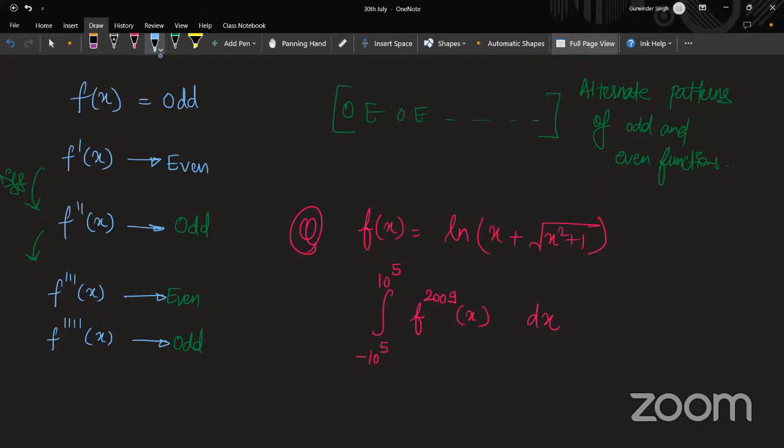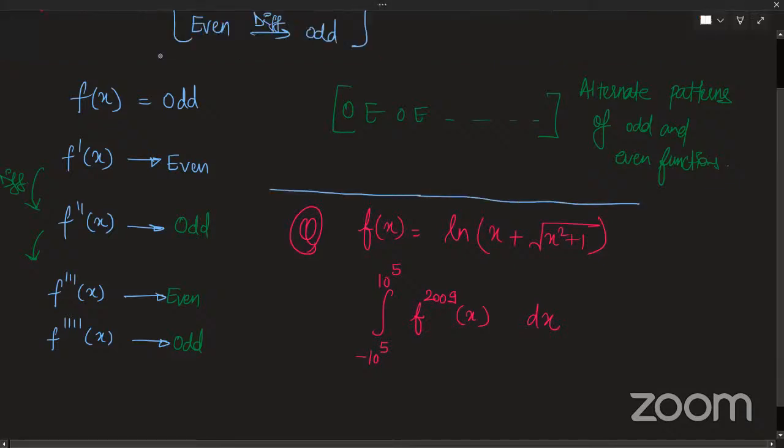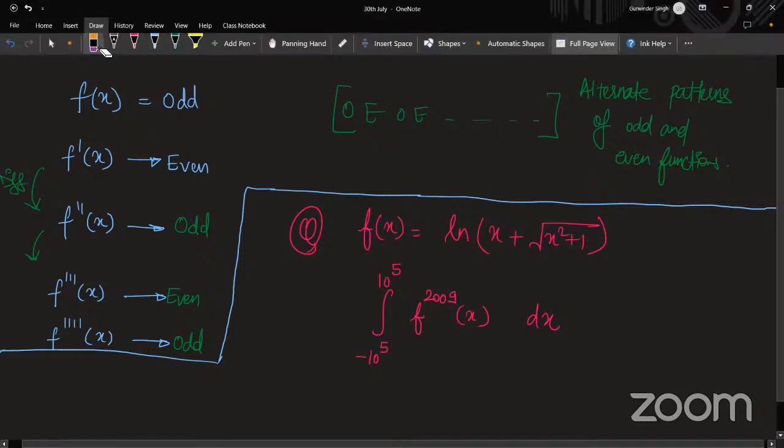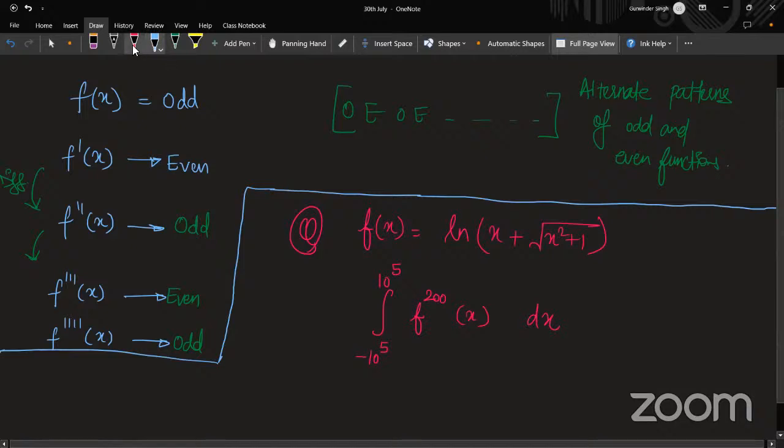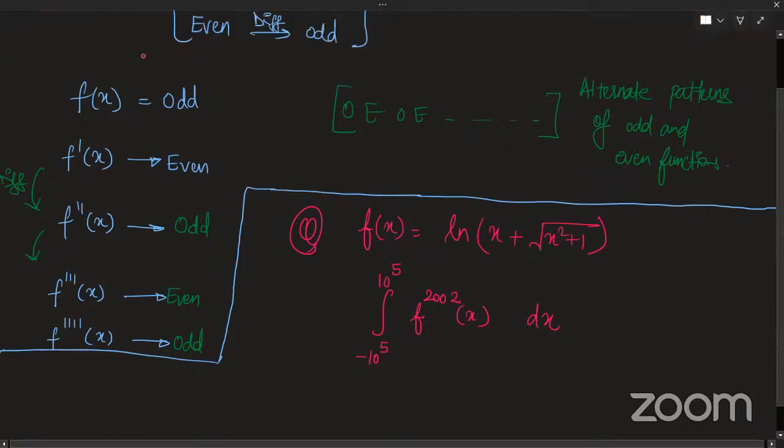See, no need to worry, it is not difficult. Even, sir. It is even. Yes, you are absolutely correct. I am making it 2002. Okay, I am making it 2002. Odd, sir.